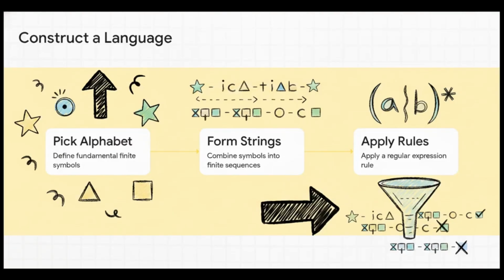So, we've got our bricks and our walls. But how do we tell the computer which walls are built correctly and which ones aren't? This requires understanding the exact engineering steps to construct a regular language. Step 1, pick an alphabet. Basically, define your raw symbols. Step 2, form strings by combining those symbols into finite sequences. And Step 3, apply a regular expression rule. It's a perfectly logical progression, right? We're moving from raw, meaningless symbols to a highly structured language that a computer can actually parse and recognize.